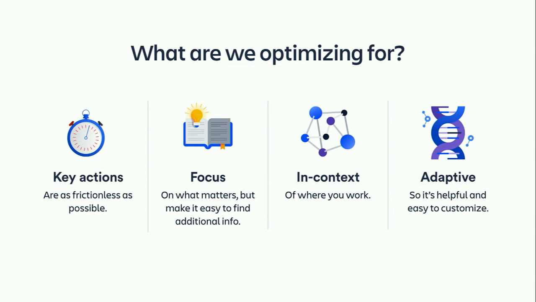The first one is key actions, and I'll come back to this a little later. But we wanted to make the key things that people are doing every single time, right? Changing the assignee, changing the status through the workflow, making a comment. Those are now front and center and make it really easy to perform those actions. The second thing is around focus.